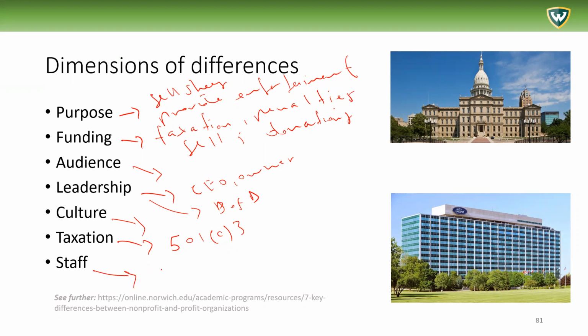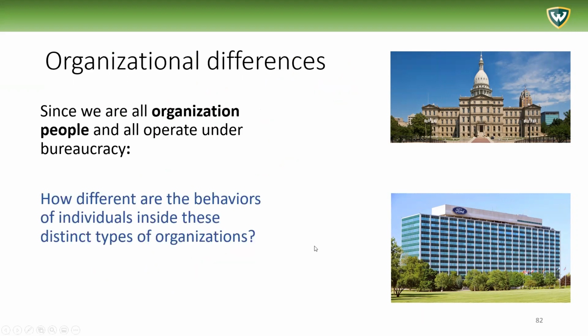And the staff too. We can see some differences in the staff. In, of course, for-profit organizations, people are there largely because they are salaried employees, so they're there to make a living, to make money. But in not-for-profit, we may see volunteers, and maybe more of a non-paid or intern staff working there.